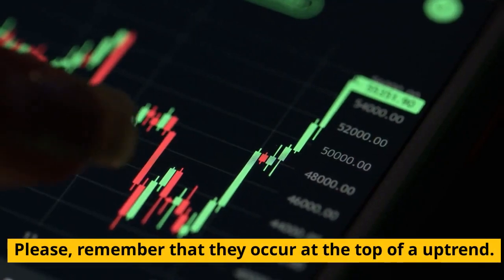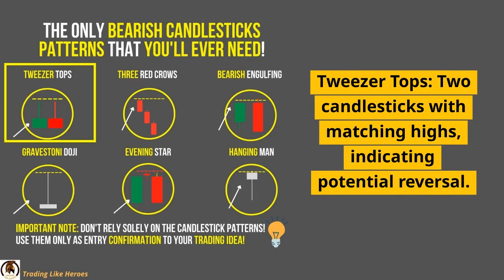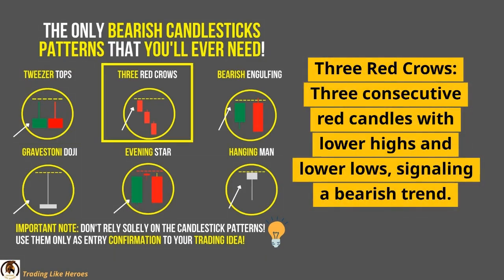Please remember that they occur at the top of an uptrend. Tweezer tops: two candlesticks with matching highs, indicating potential reversal. Three black crows: three consecutive red candles with lower highs and lower lows, signaling a bearish trend.